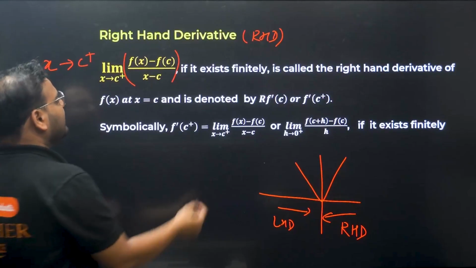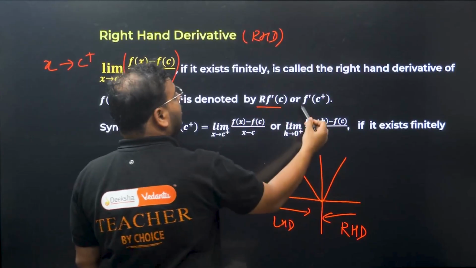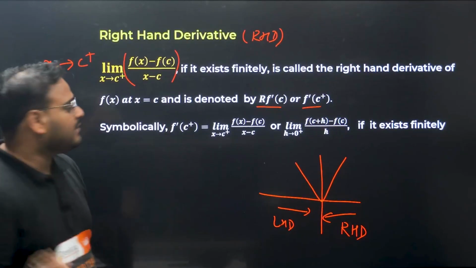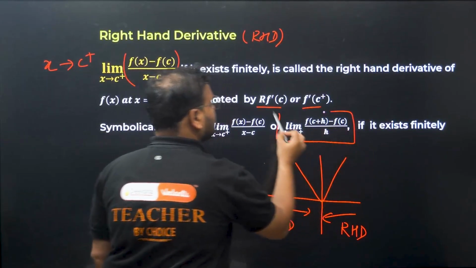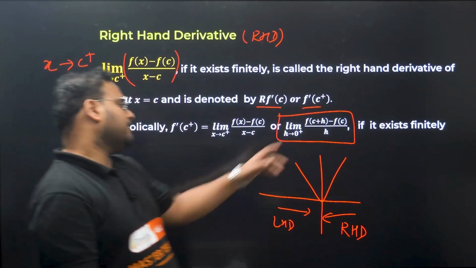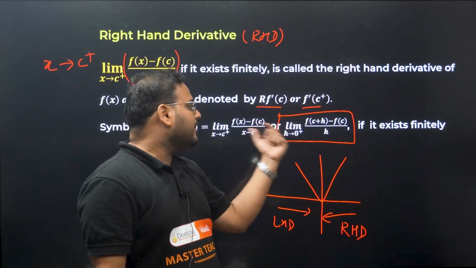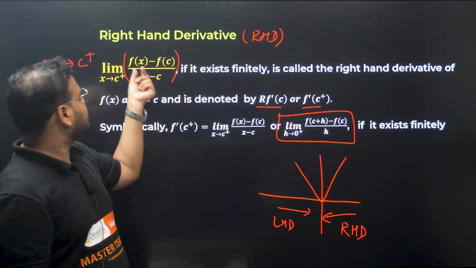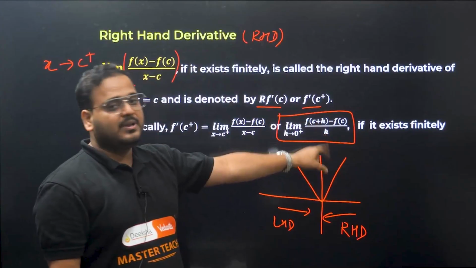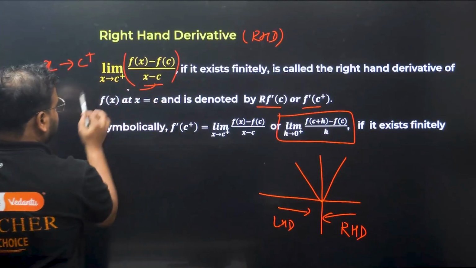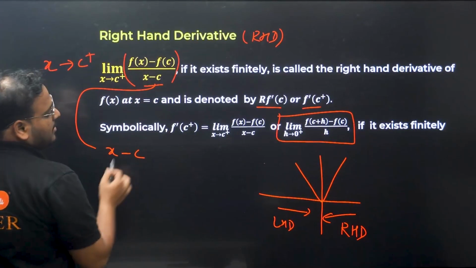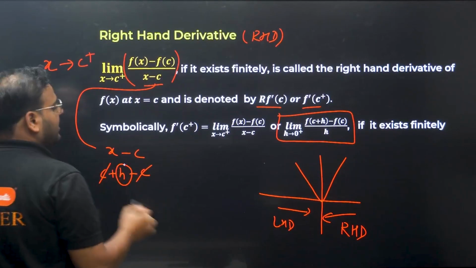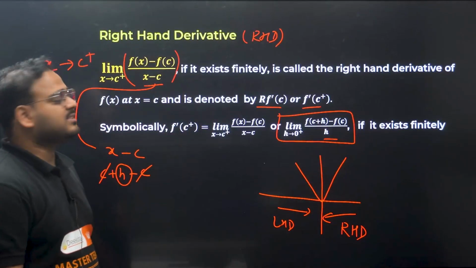We represent it as Rf dash c or f dash c plus. And how do you find that? In the limit, you can simply use this formula: f of c plus h minus f of c divided by h. Basically, wherever x was there, replace x by c plus h, and the denominator will become simply h. Check this out: if I take x minus c and replace x by c plus h, I get c plus h minus c. C and c cancel. What am I getting here? Only h left.